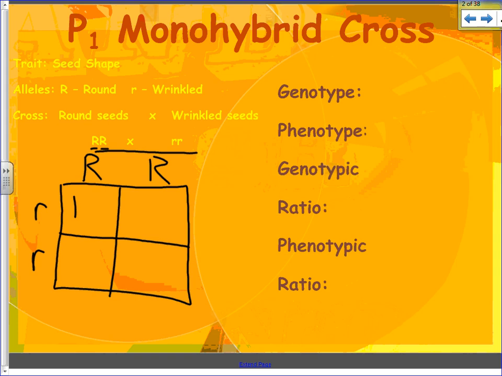And so if we were to do this Punnett square, we would put one of the parents on the top, one of the parents on the side, and then we would simply fill in the boxes. Okay, and this tells us the possible offspring. So when Gregor Mendel did this and he crossed round and wrinkle seeds, he found his phenotype to be 100% round.